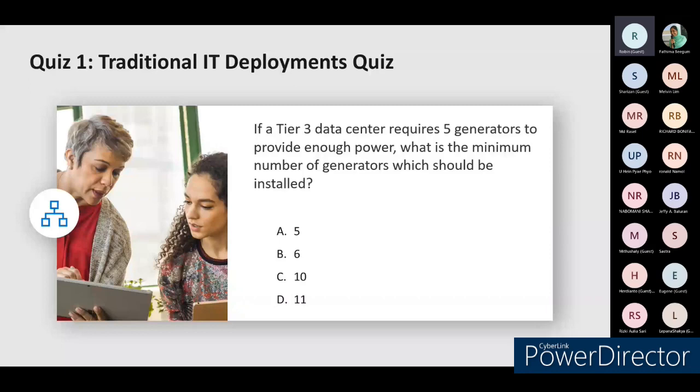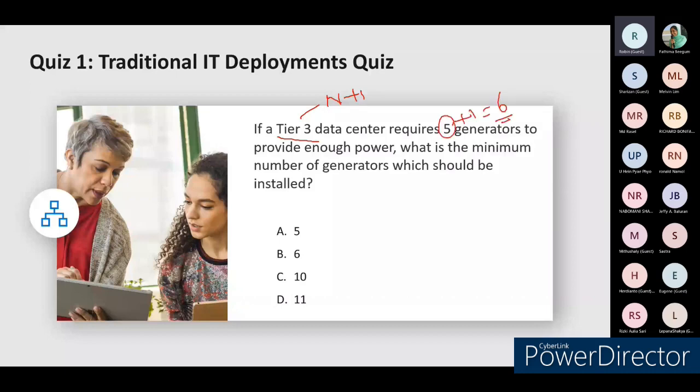So the answer for this question is N plus one, because there are 2 points you need to remember. This is a tier one. We had a discussion on the different data center tiers yesterday, like 1, 2, 3, and 4. So this comes under tier one. Tier one is always N plus one. So you have a 5, so 5 plus 1. So the answer is 6.